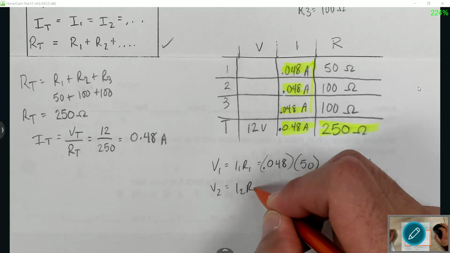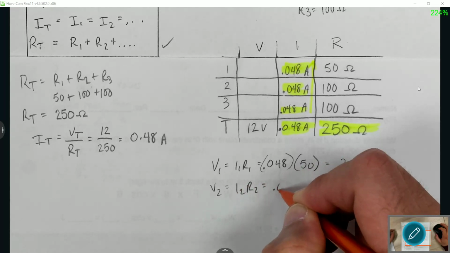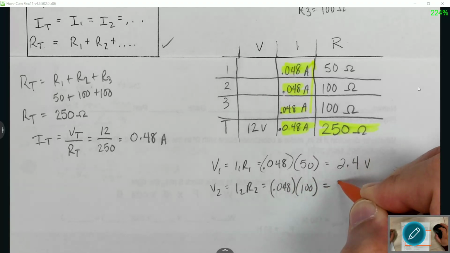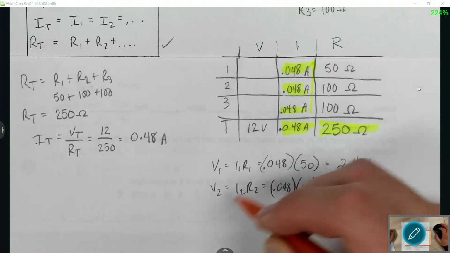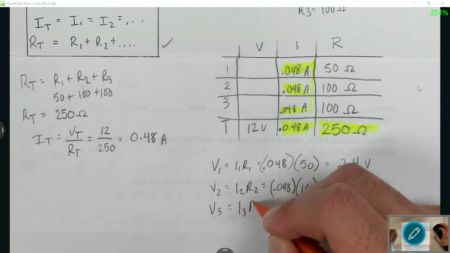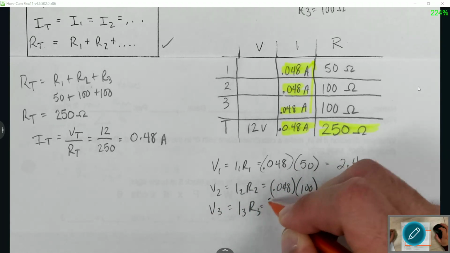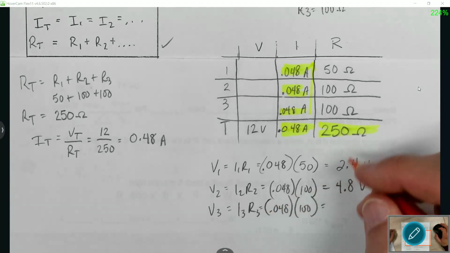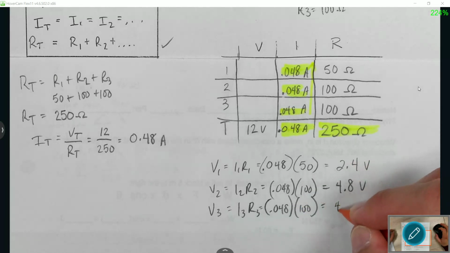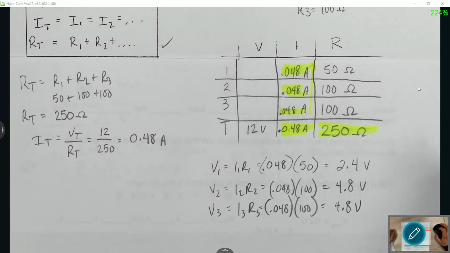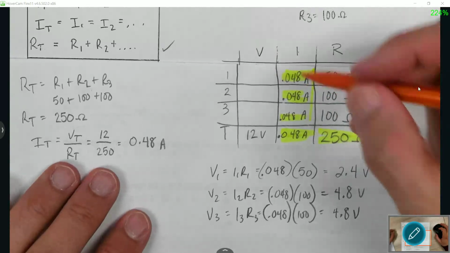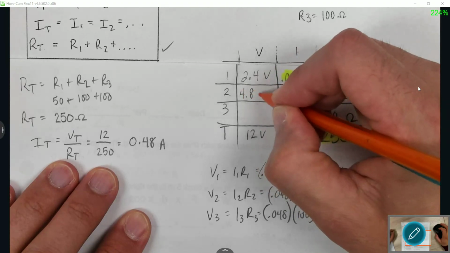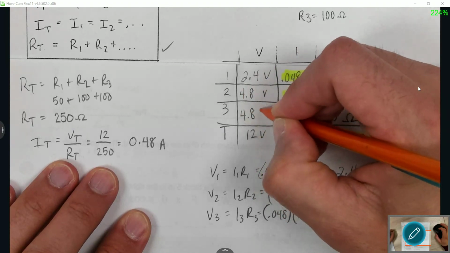V2 is I2 times R2. So again, it's the 0.048. This time it's times 100. So that will be 4.8. And V3 is I3 times R3. So 0.048 again times 100. We don't have to actually type it into a calculator again because it's going to be the same answer here. But you still need to show your work. And now we can take these guys and put them in their correct spots. 2.4 volts, 4.8 volts, and 4.8 volts.